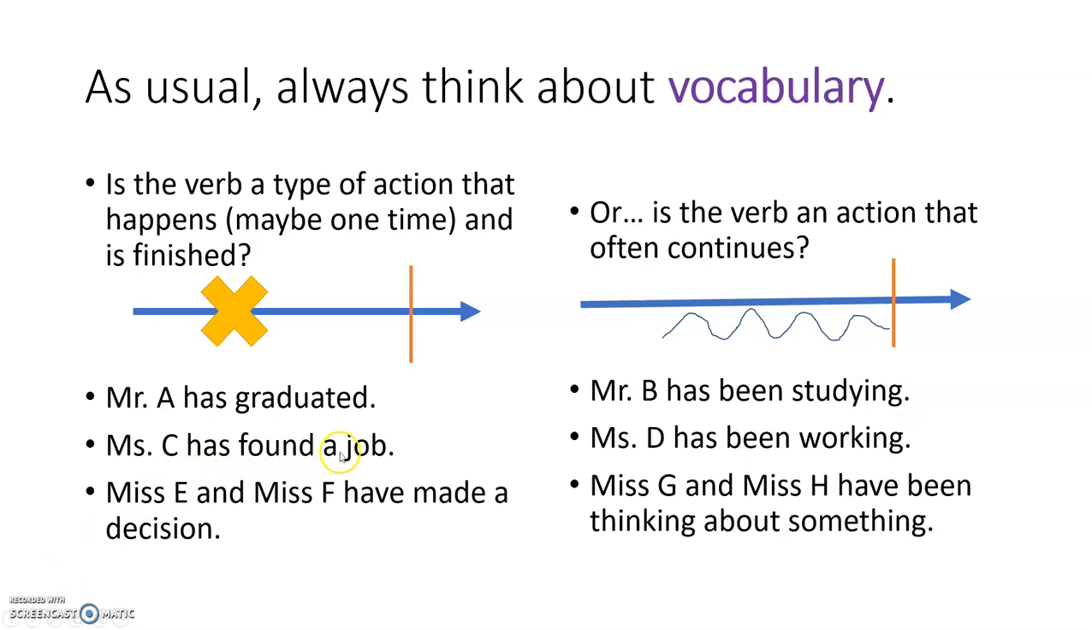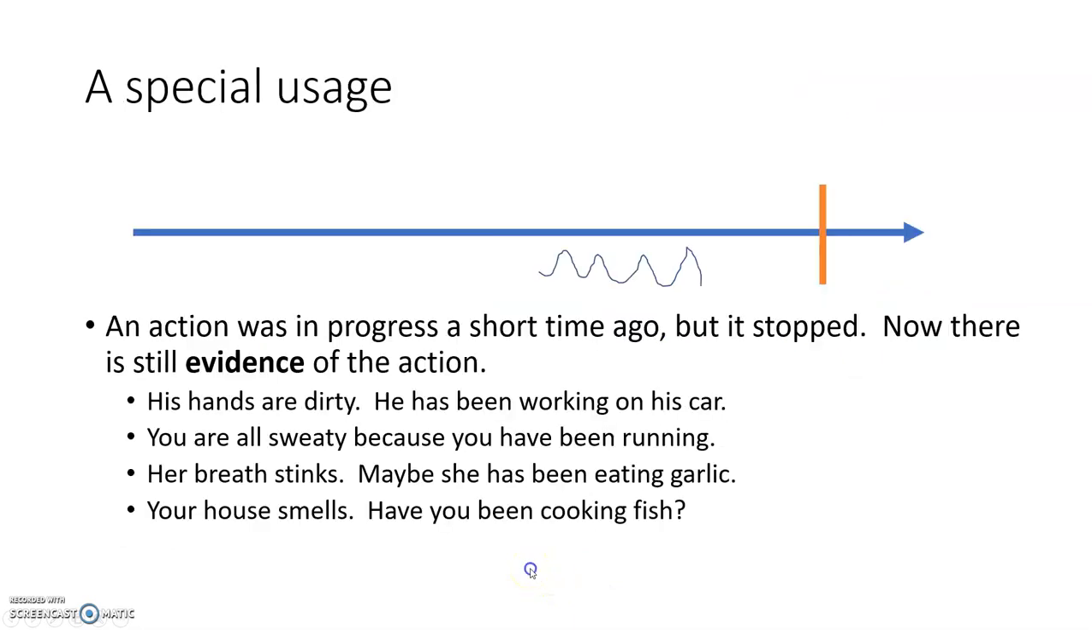Ms. C has found a job. Great. It's finished, right? Ms. D has been working. That's not finished. Ms. E and Ms. F have made a decision. Great. It's finished. Ms. G and Ms. H have been thinking about something. Thinking. Maybe later they will make a decision. So you always have to think about what the verb means.